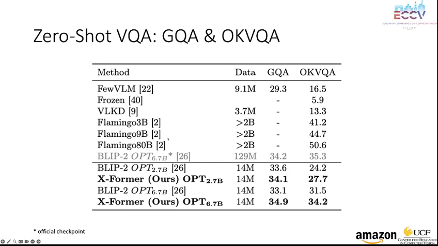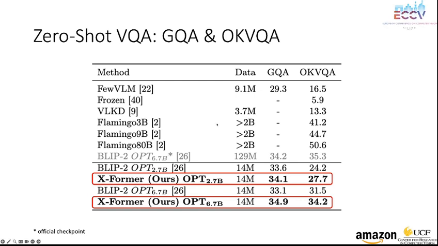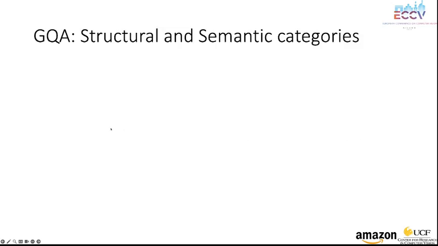Next, we show the results on the GQA and OKVQA datasets. We also show performance improvement at both scales, OPT 2.7 billion and OPT 6.7 billion. We also show a similar trend of outperforming BLIP2 on GQA when trained with 10x less data. On OKVQA, we get very close performance. GQA also has structural and semantic annotations for the categories.